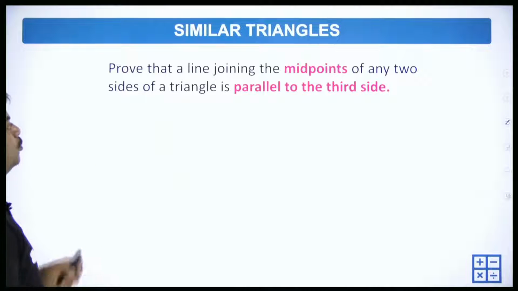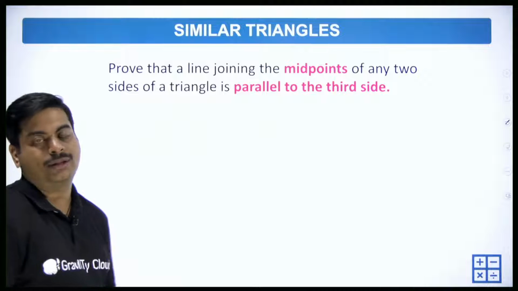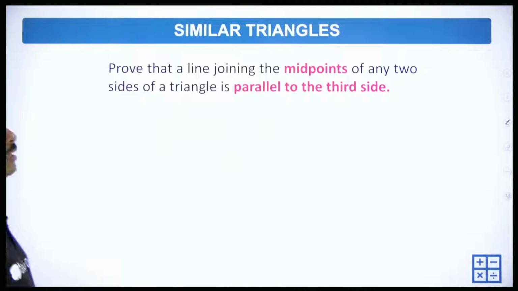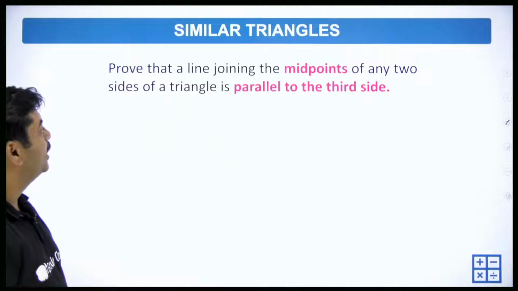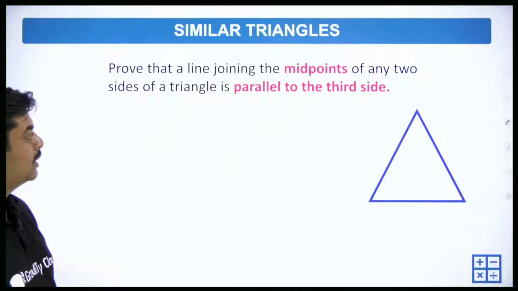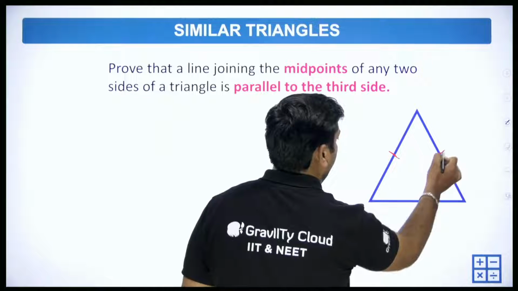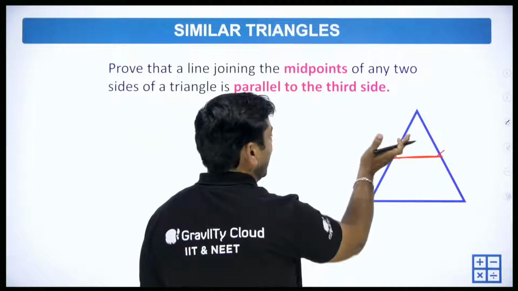Next one. Prove that a line joining the midpoints of any two sides of a triangle is parallel to the third side. Let's try to understand that. A line joining the midpoints of any two sides. So these two are midpoints. So the line joining the midpoints of any two sides is parallel to the third side.